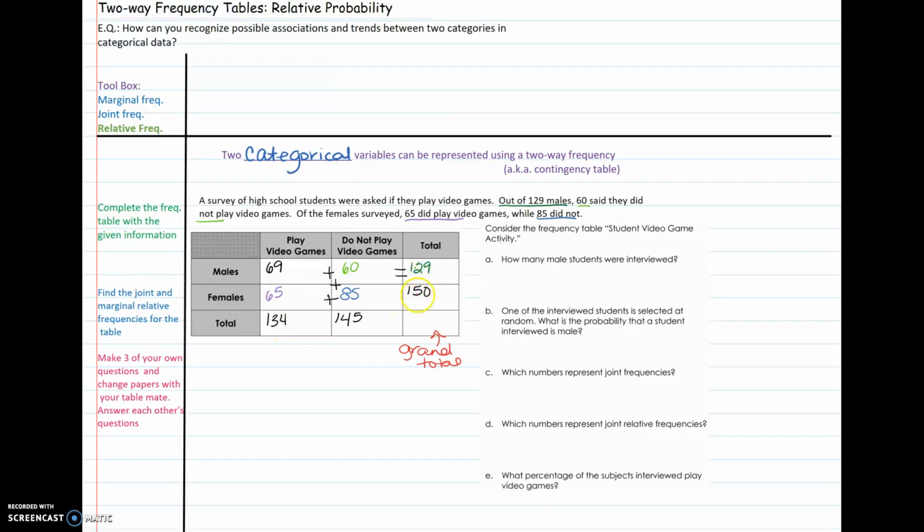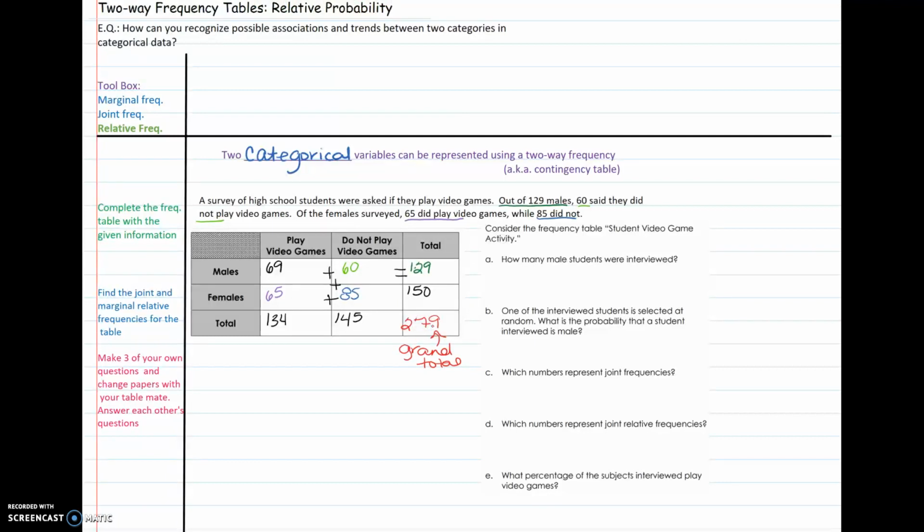So 129 plus 150 gives me 279. To check my work, what's 134 plus 145? 5 and 4 is 9, sweet. 4 and 3 is 7, sweet. 1 and 1 is 2. 279. Good job, Romprey. So again, like I told you, it helps me check my work.